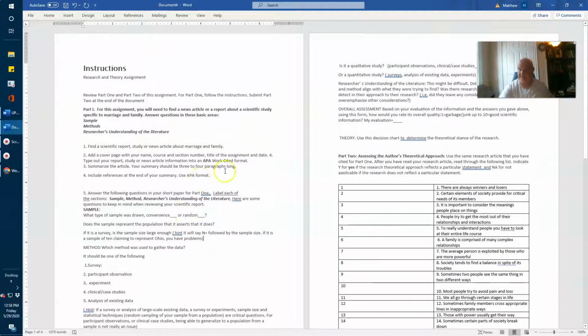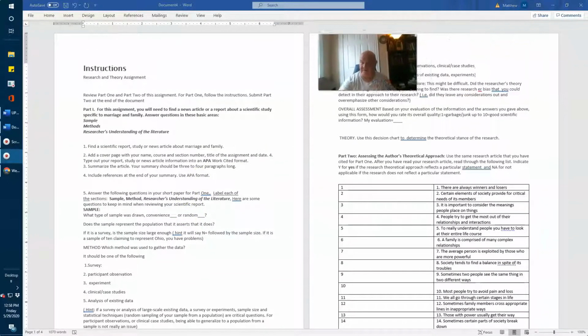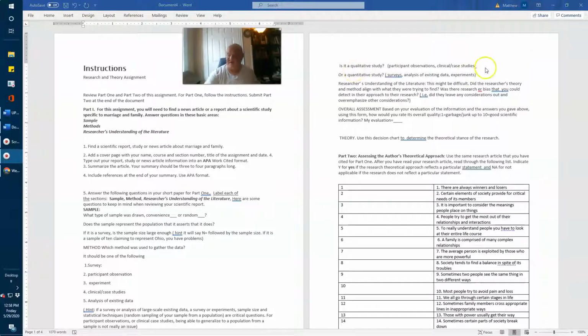All right. This is a qualitative study. In other words, these small scale things, if you're doing a case study or you're observing people or you're interviewing people, that's a qualitative study. If you're looking at numbers, analysis of existing data, experiments, that's a quantitative study. So this might be difficult for you to understand the researcher's understanding of the literature.